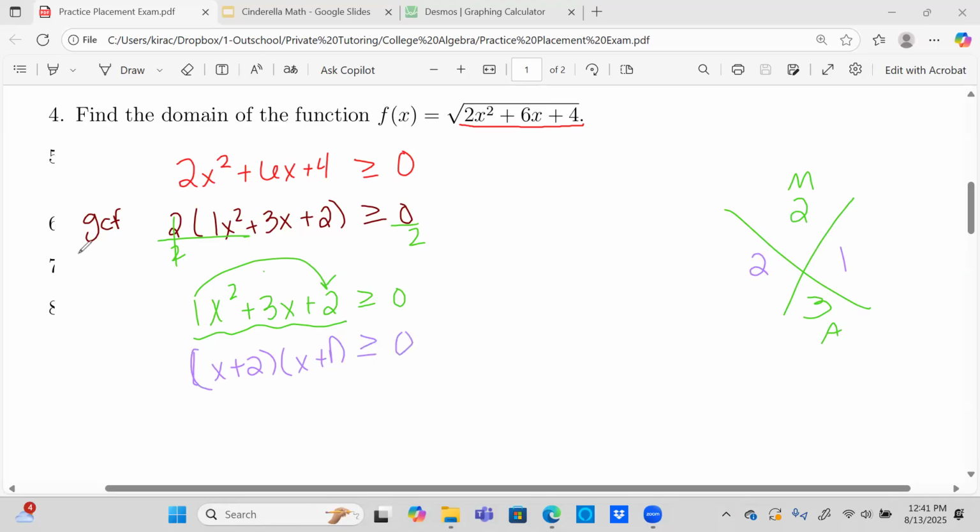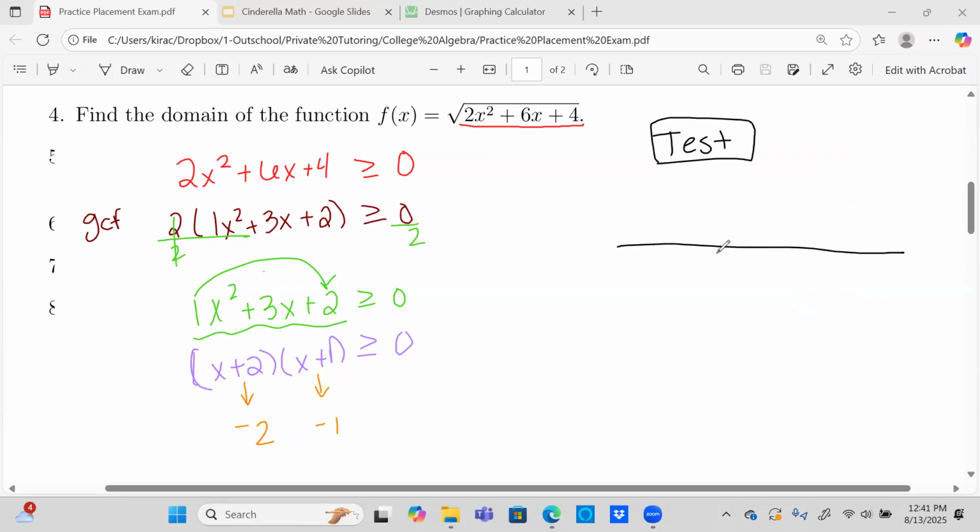Okay, now set each one of those parentheses equal to 0. So this would come out as being -2, and this would be -1. If it was just straight up equal 0, that would be your answer. But since it's not, we're going to have to test those. And you're going to make a number line and put those on. So -2, -1. Test your favorite number in each section.